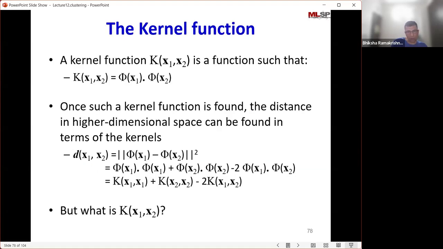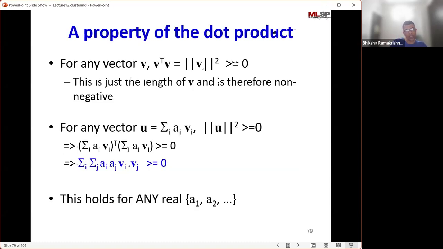For this, I need to know what kind of function k computes an inner product in higher dimensional space. And for that, let's look at a very special property of vectors. For any vector v, the inner product of v with itself is simply the squared norm. And we know that the squared norm of a vector is always non-negative. If it's a 0 vector, it's 0, otherwise it's a positive number.